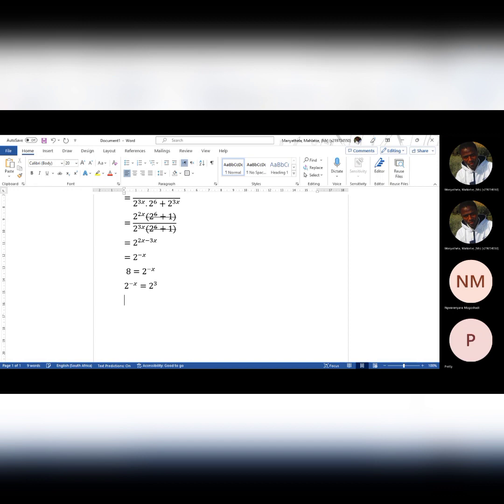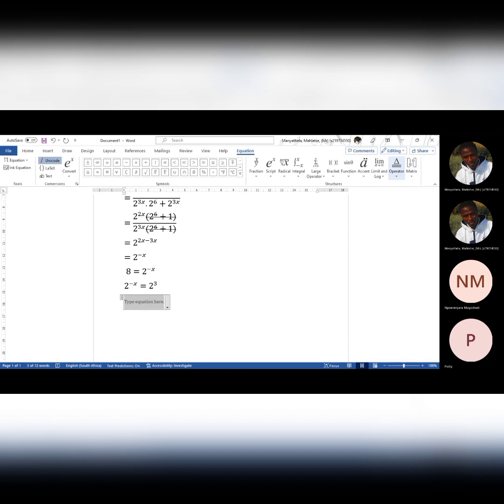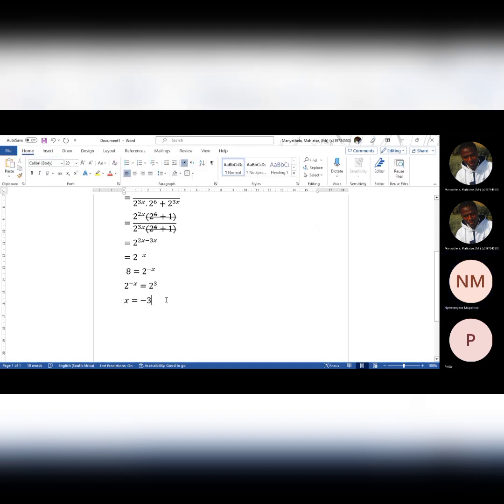What do you do when the bases are the same? You equate the exponents, so negative x. We multiply the whole equation by -1, so x will be equal to negative. So there, you solved for x.